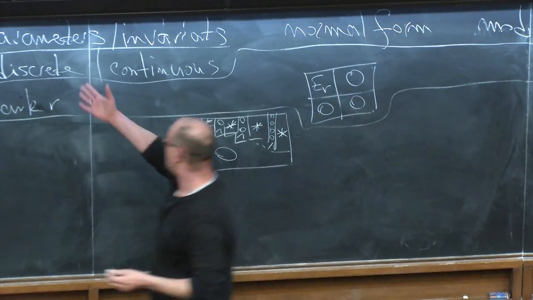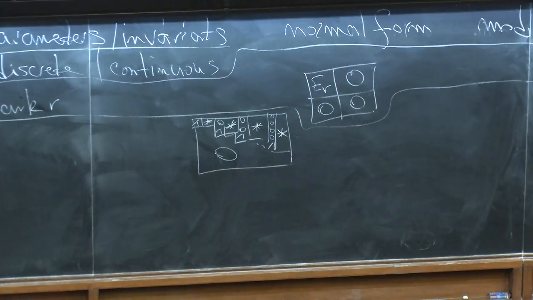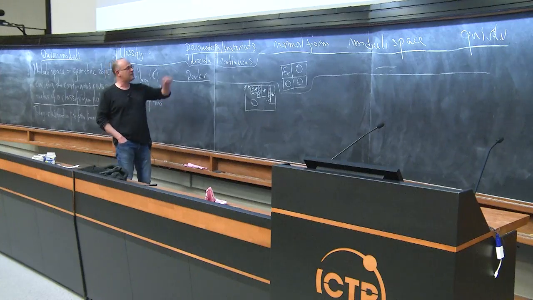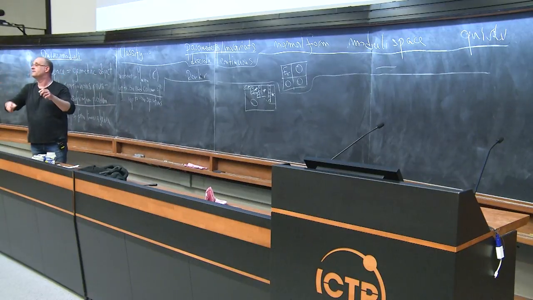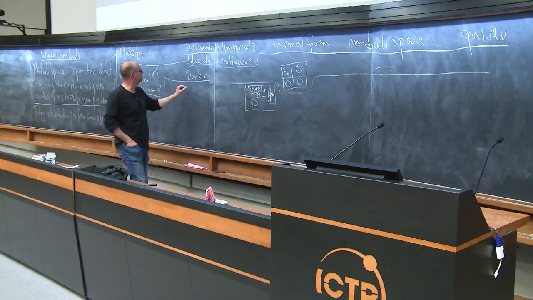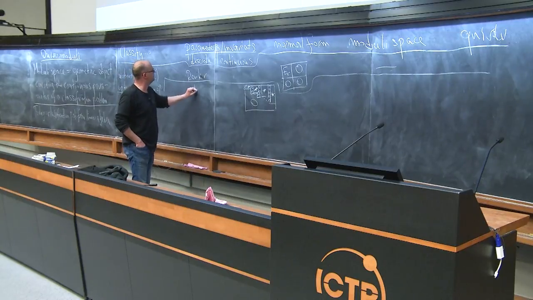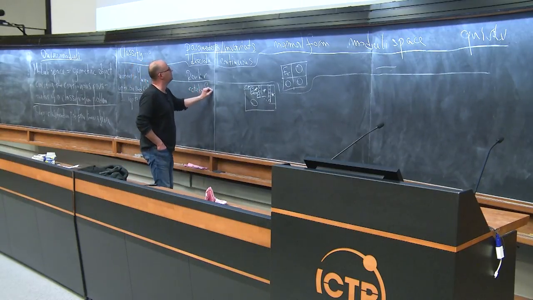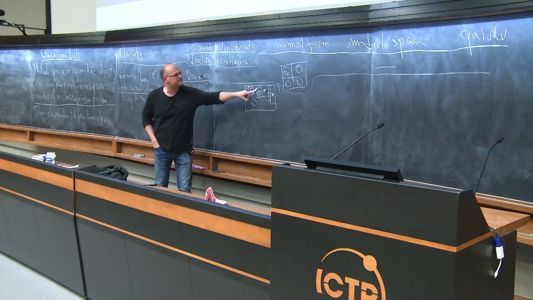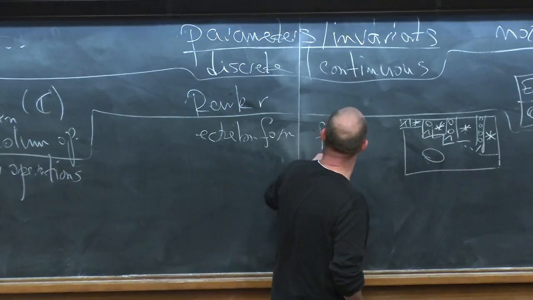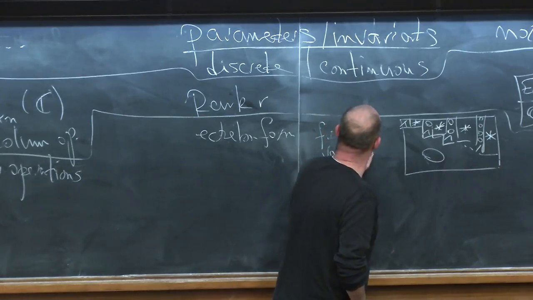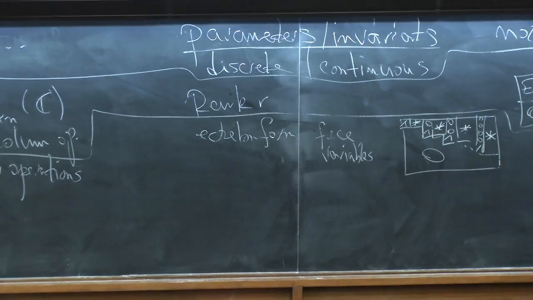So, what are the invariants or the parameters of this classification problem? Well, we have a discrete invariant. It's the echelon form, the form of these stairs. But then we got all sorts of continuous parameters, namely all these free variables. Okay, so that's the solution in terms of invariants or parameters and in terms of a normal form.